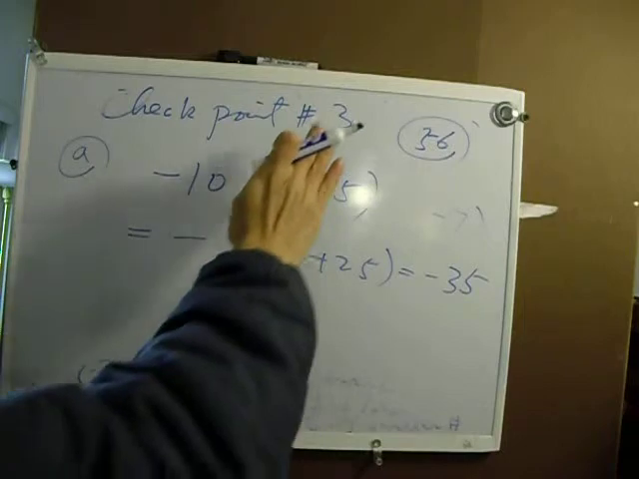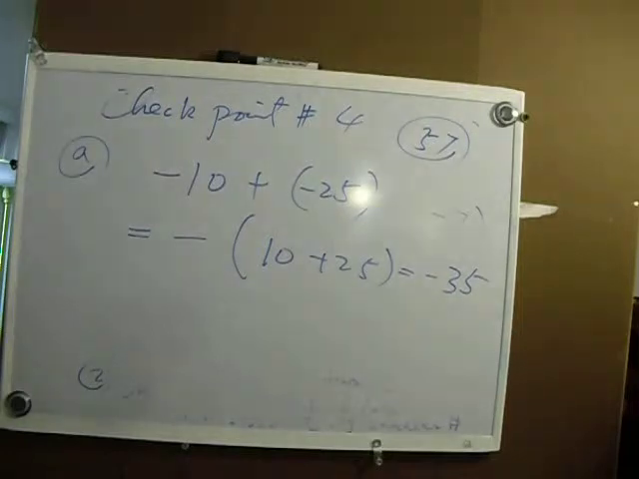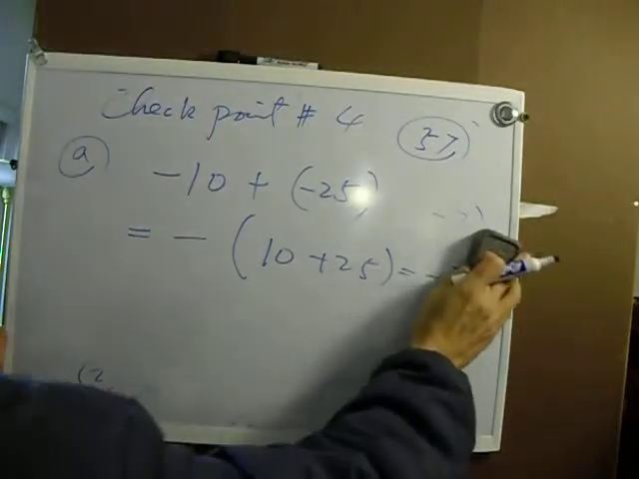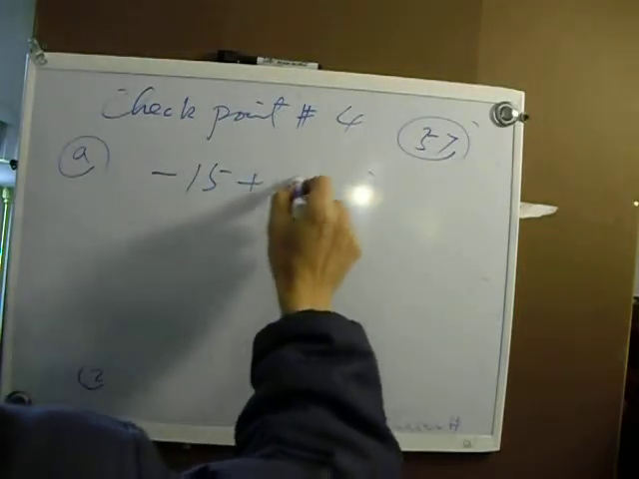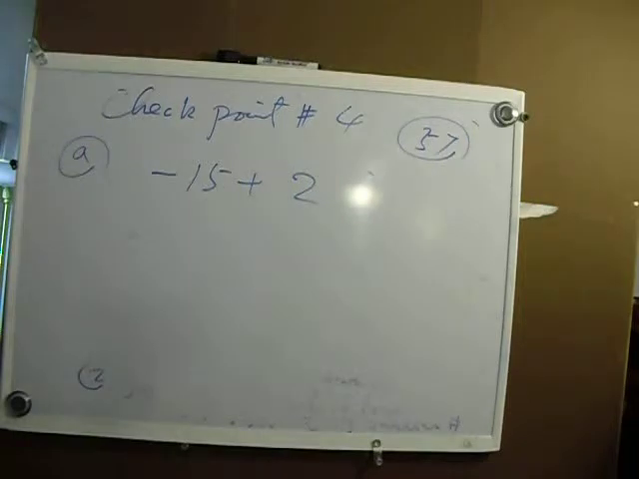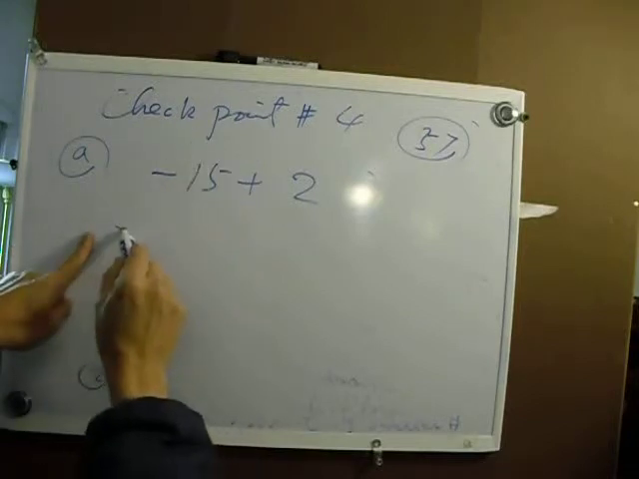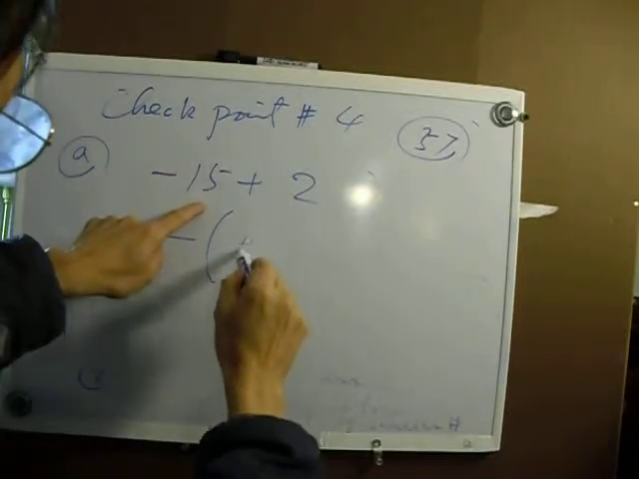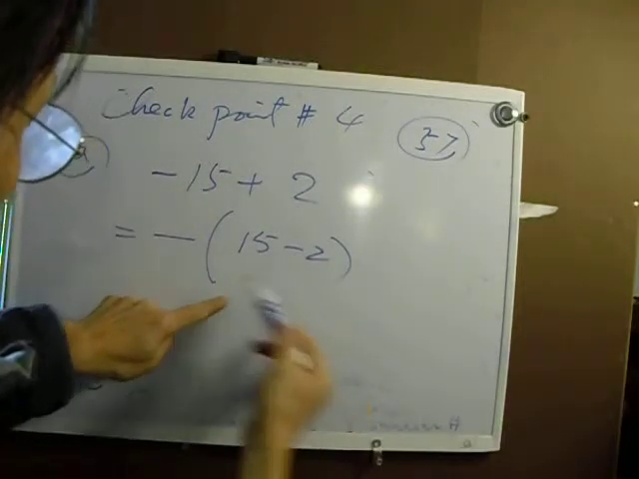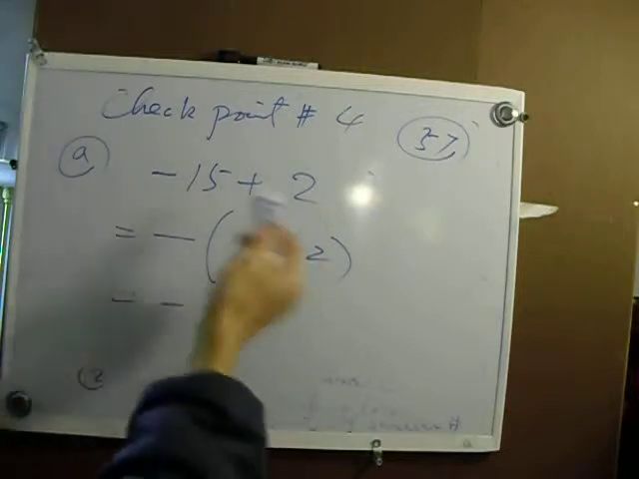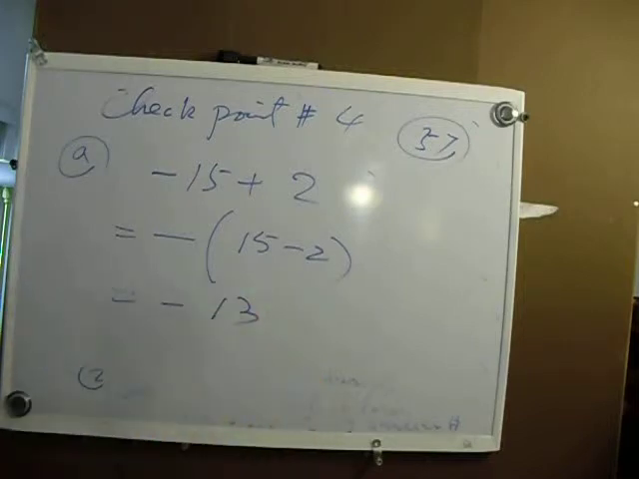Let's do checkpoint number 4, page number 57. Another example, A: negative 15 plus 2. This example has two different signs. The number with the larger absolute value is negative, so we know the result is negative. Using 15, the larger number, subtract the absolute value of the smaller number, and that will be negative 13. So the result of negative 15 plus 2, using the rule, is negative 13.